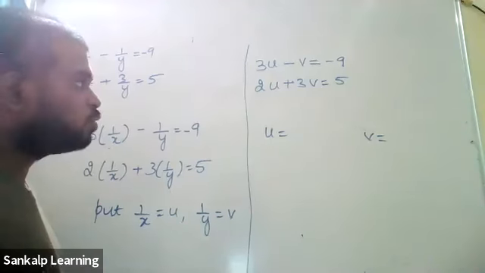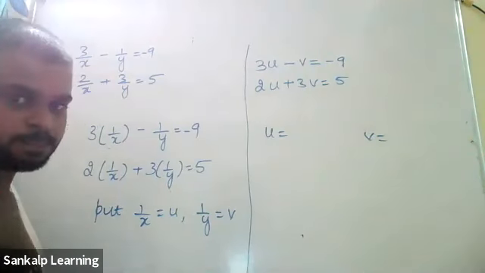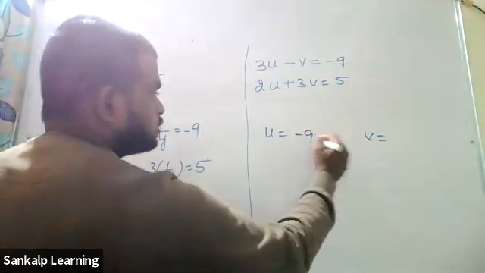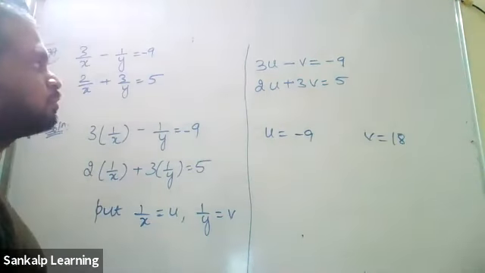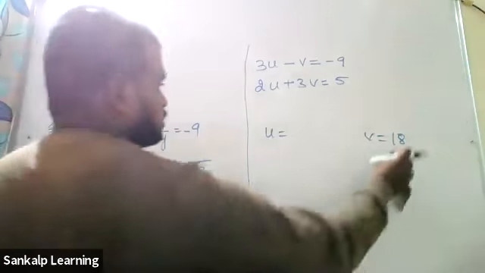Okay, Adarsh has got u as minus 9, and he's got v as 18. Sorry, sir, u is 3, not minus 9. U is 3, I don't think so. U is also 3, just check it out.